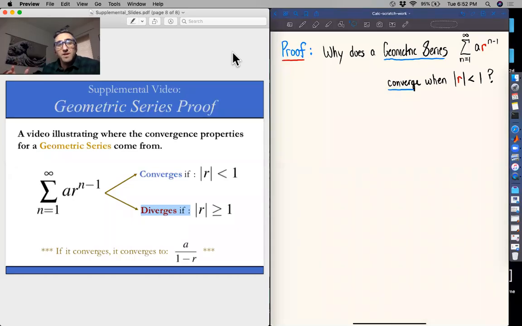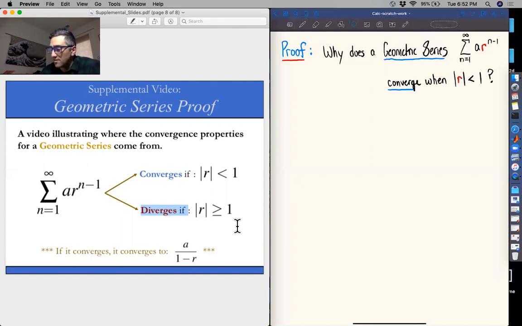Hey everyone, so in this supplemental video, we're going to go through the proof of the convergence properties for a geometric series. So in particular, we're wondering for a geometric series like the one written here, some number a times another number r raised to the power of the index minus 1 from n equals 1 to infinity, we're wondering why this type of series converges if that common factor of r is less than 1 in absolute value, and why it actually diverges if that common factor r is greater than or equal to 1 in absolute value. So this is the proof of what we're going to go through today.